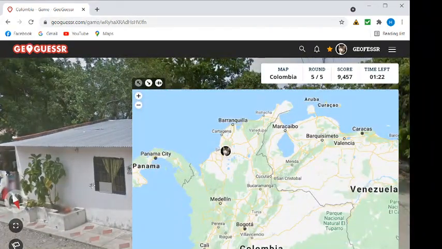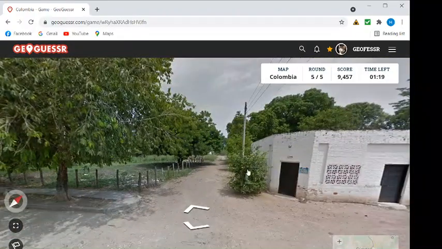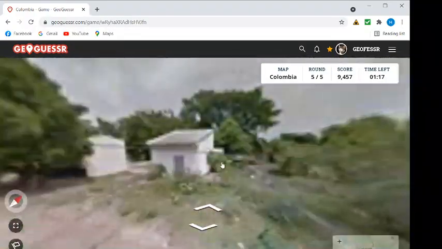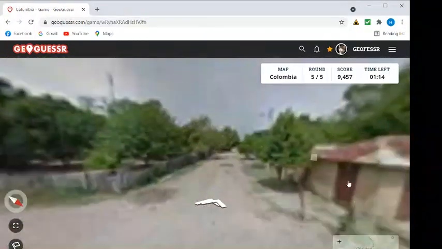Okay, so up here, there were mountains visible, right?